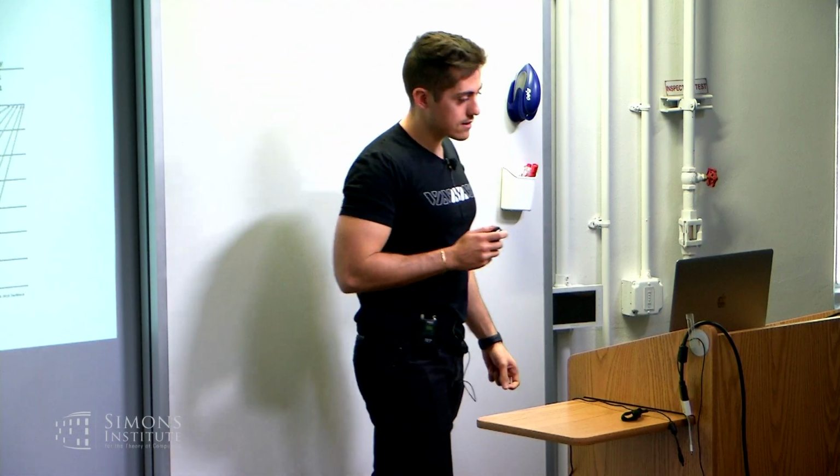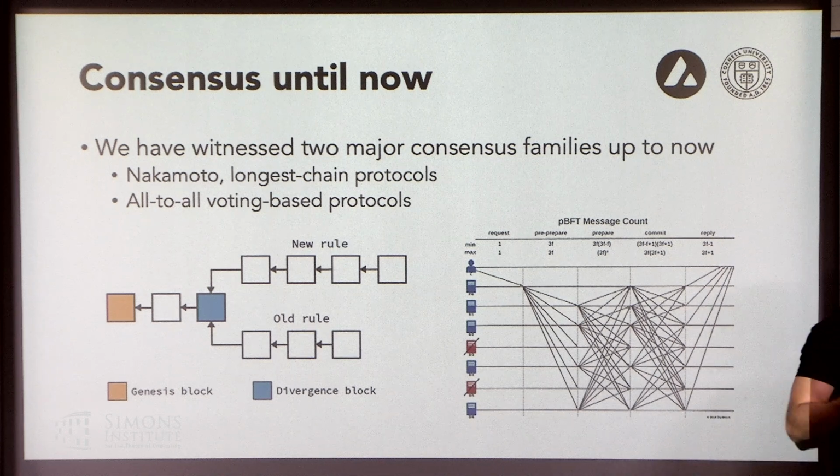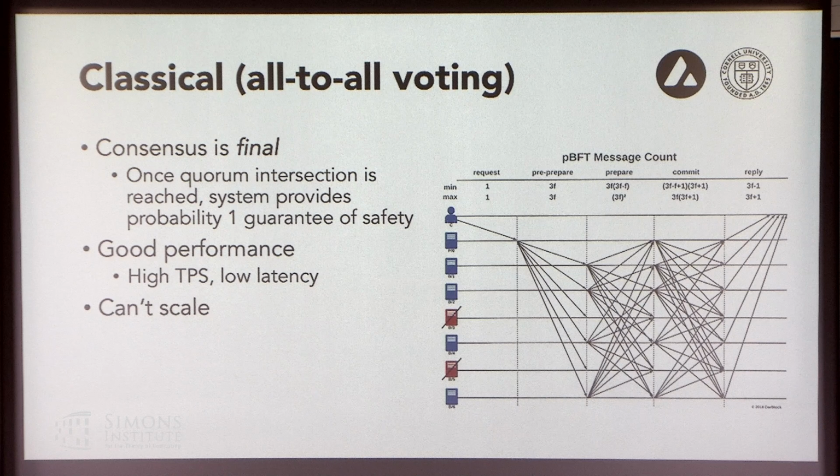So consensus until now, we have two major families: Nakamoto style and voting-based protocols. I don't need to tell you exactly how these work, but classical has a really nice property. It's final. As soon as you reach quorum, you're basically done. You don't need to wait for any other craziness. You can make it asynchronous, so as soon as you get a quorum, you finalize, you get the certificate, and you're done. They have super high performance because of that. The second that you reach your required quorum, you can basically give a certificate to the client, and that can run into the sub-second latencies.